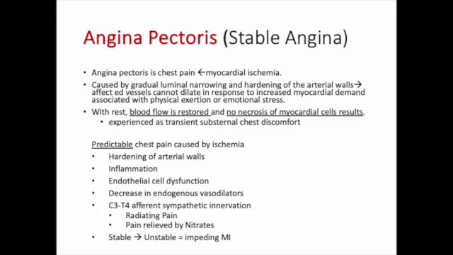With angina pectoris, there is still innervation, C3 to T4 afferent sympathetic innervation. And this is why sometimes we'll have that radiating pain that people will say is in their jaws and their shoulder, and it's because there's that sympathetic innervation between C3 and T4. The pain can be relieved with stable angina by taking nitrates, like nitroglycerin sublingual tablets. The stable angina, though, doesn't mean that we're off the hook. It can become unstable, which leads to an impending myocardial infarction.